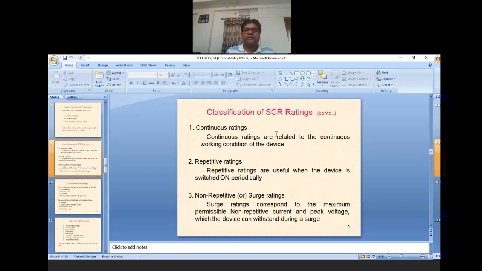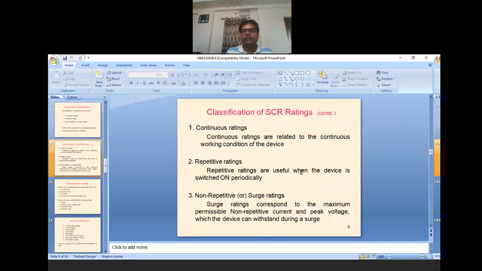This classification of SCR ratings: continuous ratings are related to the continuous working condition of the device. That is, when under normal operations, what are the voltages and currents to which they are subjected, and maximum allowable ratings above which it will be hazardous or risky to use them, or they get damaged above those ratings.